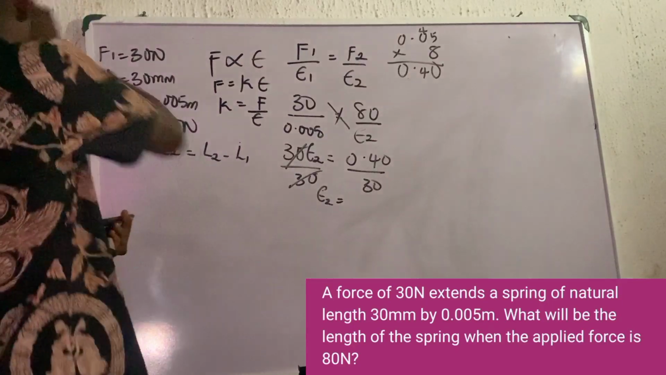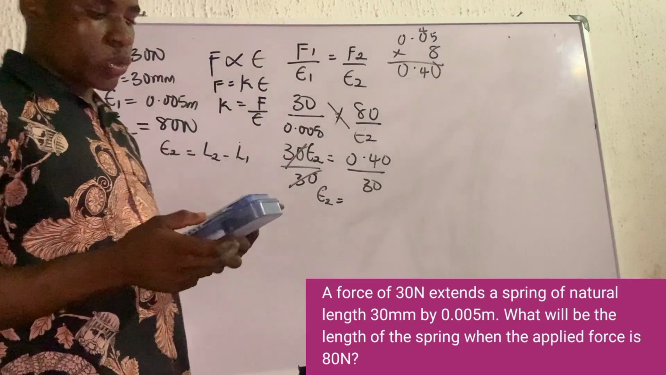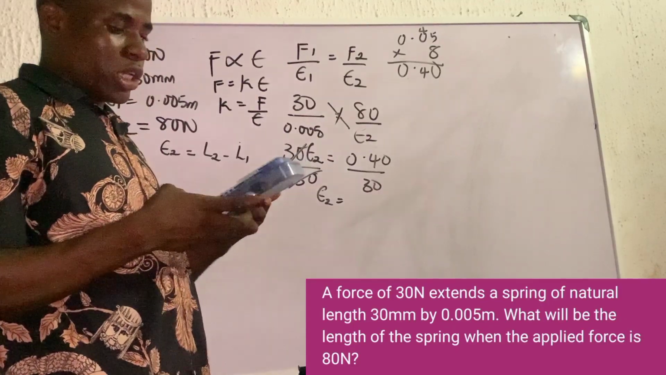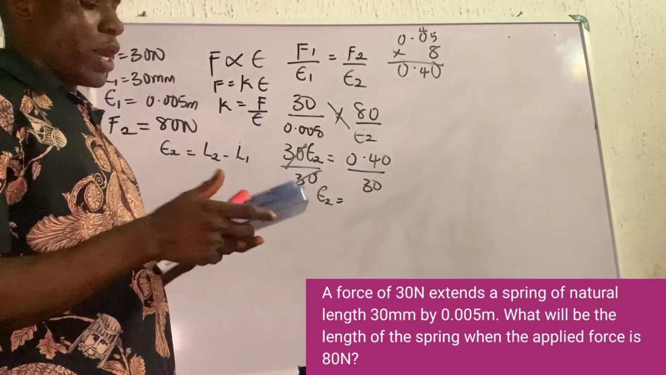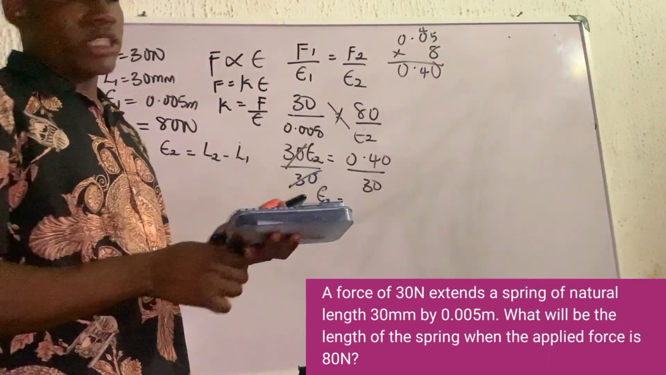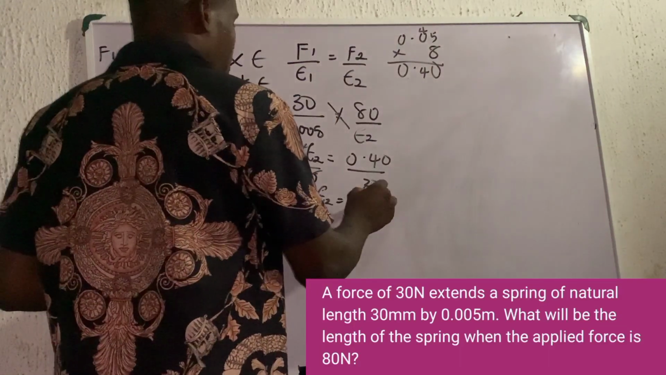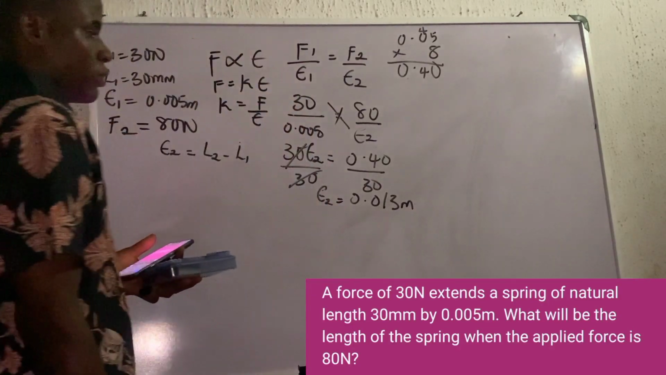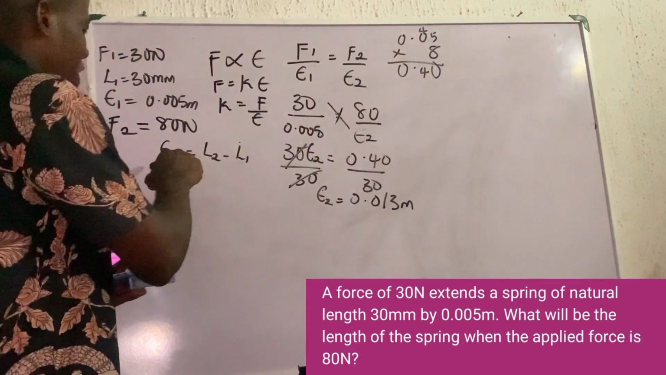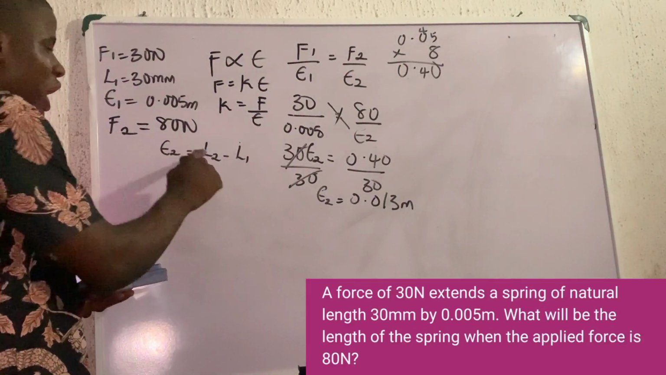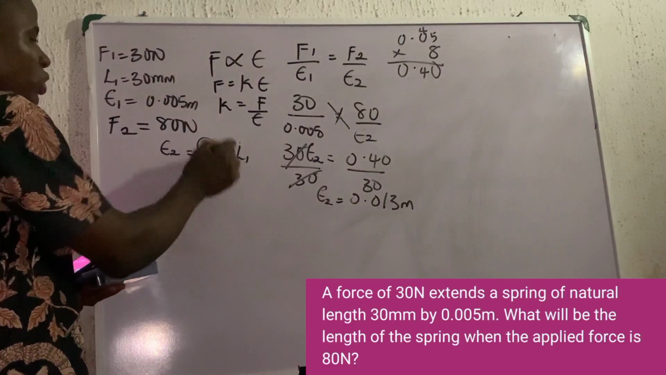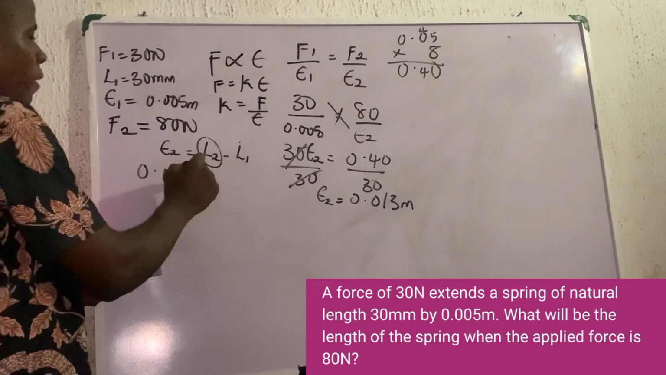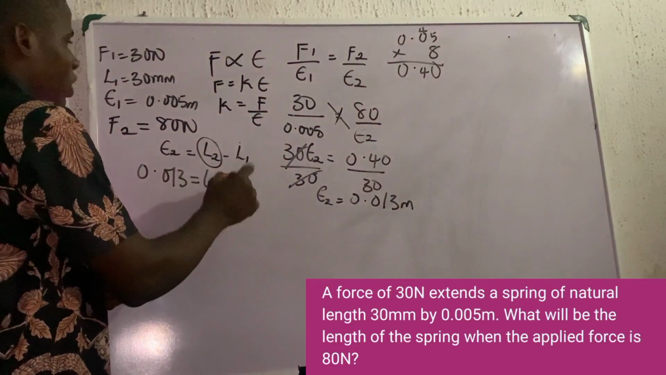So this second extension, let's make use of our calculator to be much faster. I'm having 0.40 divided by 30. It gives me 0.01333, but I'll stop at the first 3 decimal places. So E2 is 0.013 meter. I hope it makes sense. Now listen to what I said earlier. I said that E2 is equal to L2 minus L1. We are looking for the new length, right? So E2 is 0.013, equal to L2 minus L1.